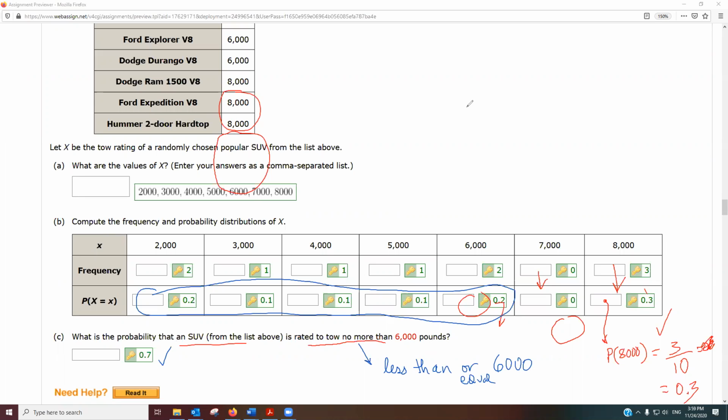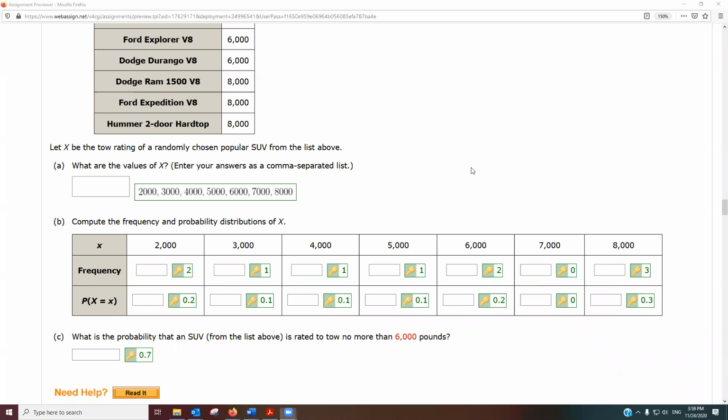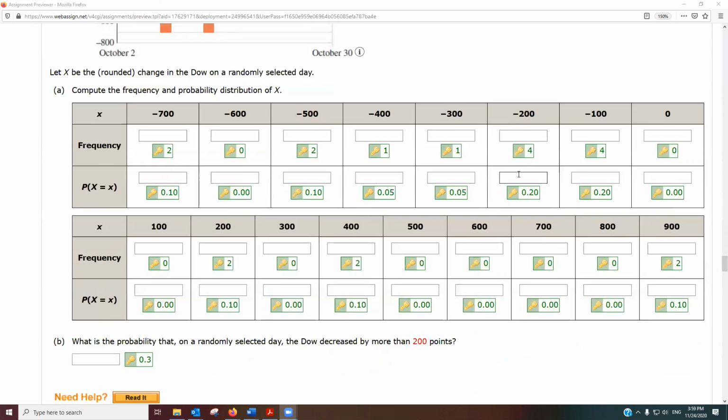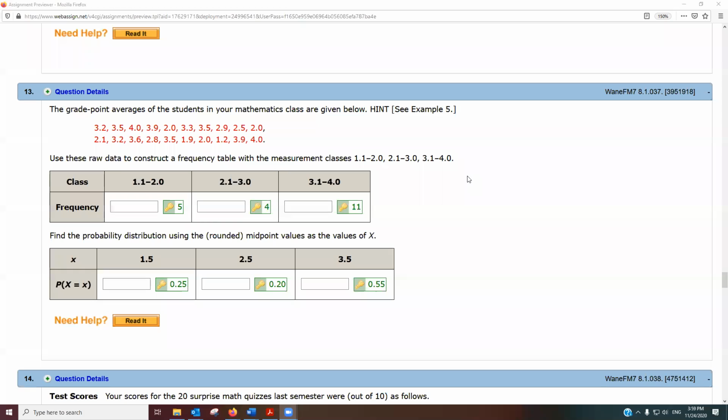All right, let me scroll down and see if there's anything else that's a little different. I think this is going to be similar. Let's do this one here because this one's a little different. We're going to just set up a table, and instead of counting each unique value, I'm going to calculate the numbers that are in the intervals. So here's what I'm going to do. I'm going to calculate how many of these data values fall within 1.1 to 2.0, and then 2.1 to 3.0, and then 3.1 to 4.0.